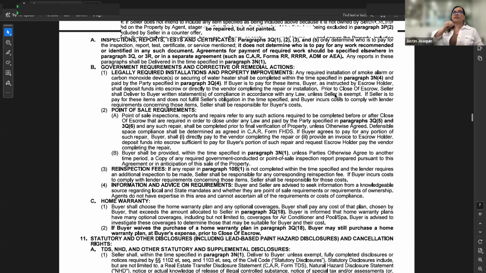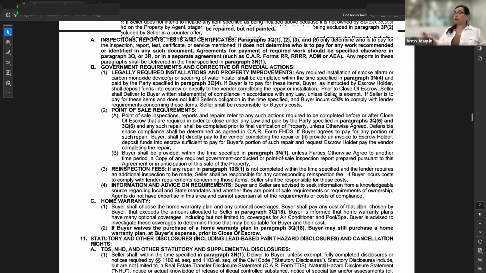And what we want to make sure we understand in 10A is that no matter who we checked off, like seller to pay for this, buyer to pay for this, the second sentence in 10A says, it does not determine who is to pay for any work recommended or identified in that document. So it's very clear. They want us in the grid to make sure we understand. If we're asking for a pest control report, for example, it's only saying who's going to pay for the report. It's not saying who's going to pay for the work.